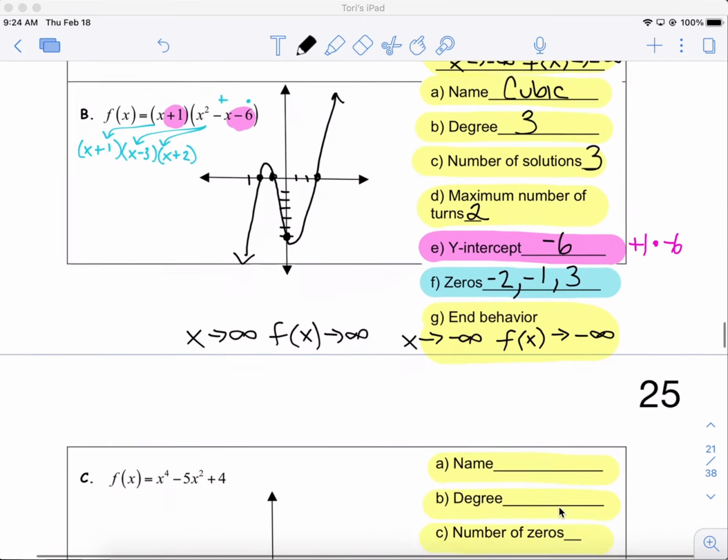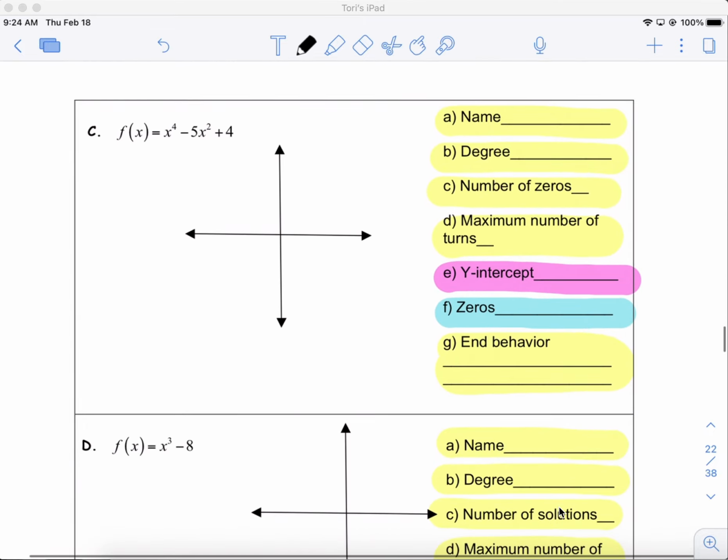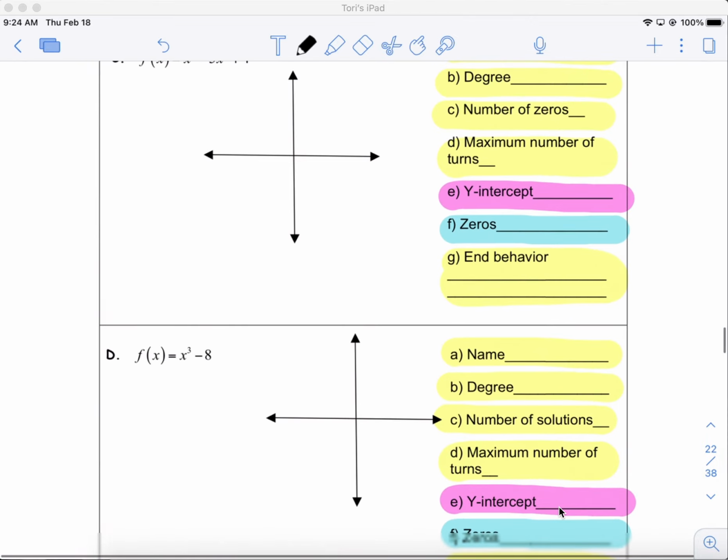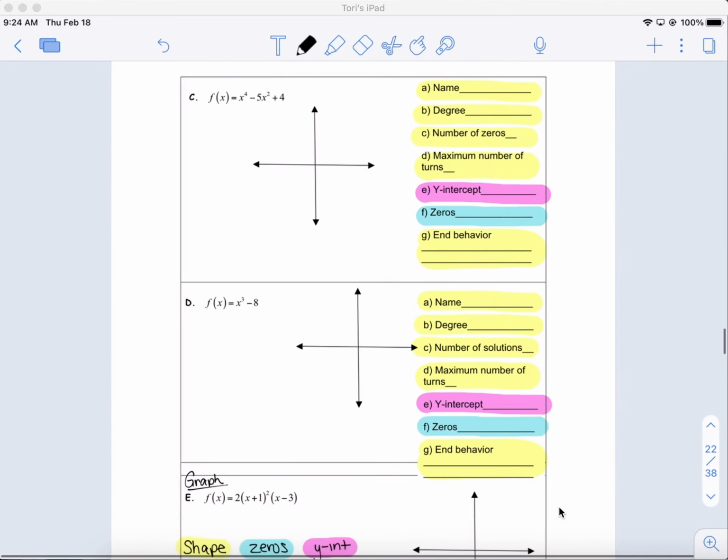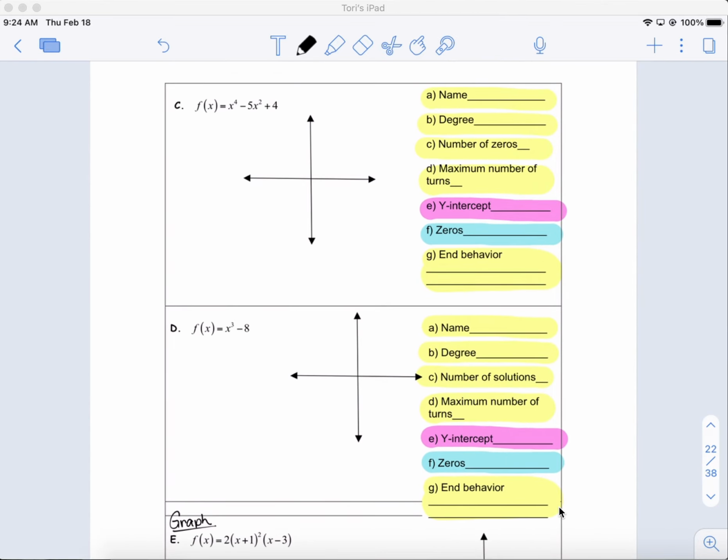We're going to the next. All right, so for C and D, we're doing the exact same thing. If you wanted to take a second and kind of get those color-coded, you could. If not, we're ready to get started.